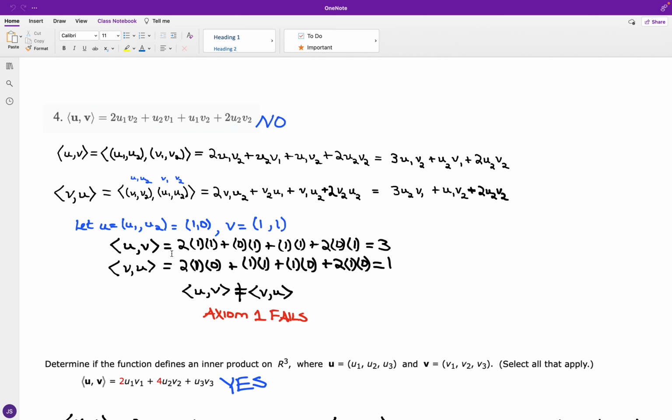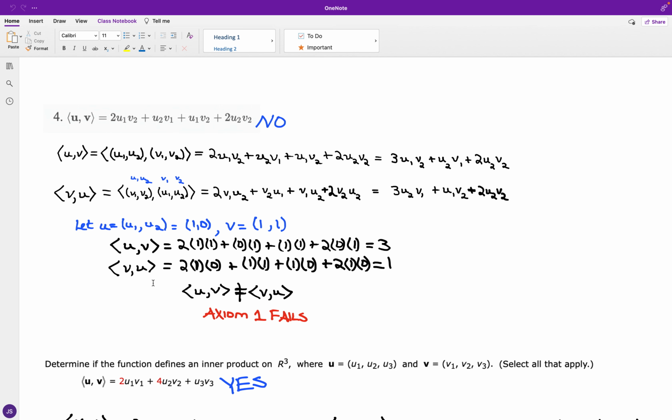2 u sub 1 v sub 2, which is 2 times 1 times 1. And then plus u sub 2 v sub 1, where u sub 2 is 0 and v sub 1 is 1. And then for u sub 1 v sub 2, you have 1 and 1. And then 2 times u sub 2 v sub 2, so you have 2 times 0 times 1. And we have 2 plus 1, which comes out to 3.